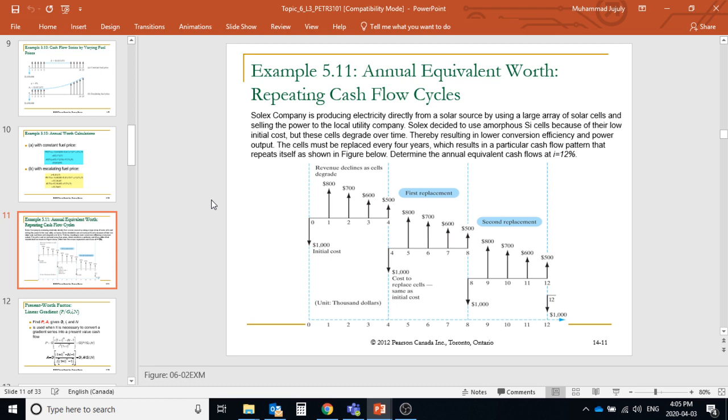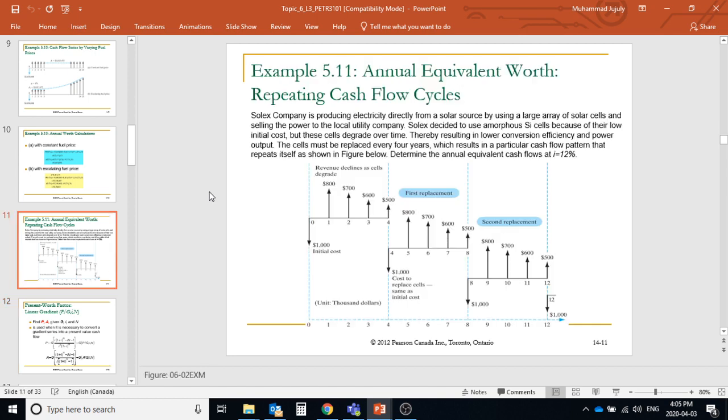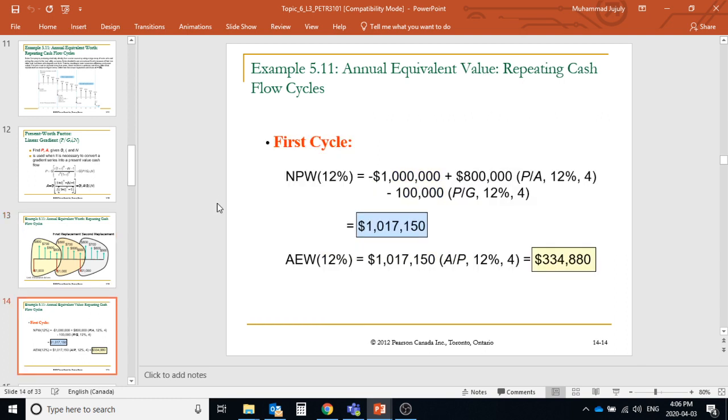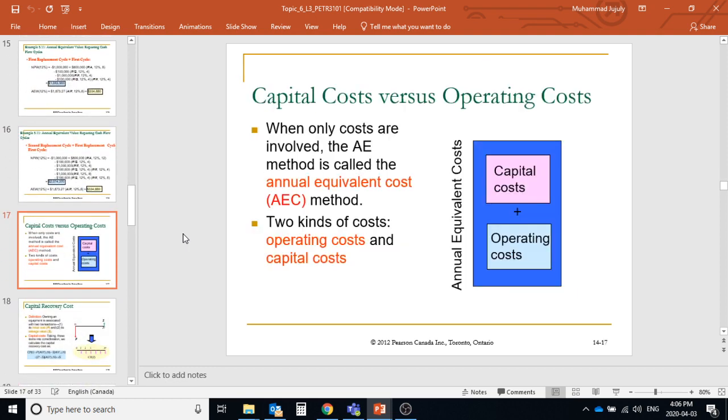Annual equivalent worth for a repeating cash flow cycle. Again, you can see it's a linear increment, and again I'm flashing back to the linear gradient, which is capital G. So P and the capital G. If everything is given, you can just put it in the formula and calculate the worth, and the second replacement, and you can calculate the PW, and from there you can calculate the annual equivalent worth. Okay, so this is the formula for that. Now just a second.